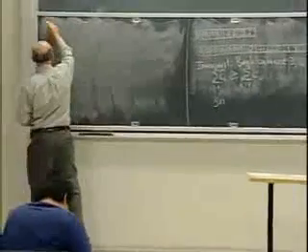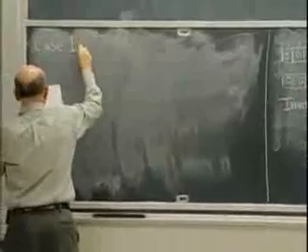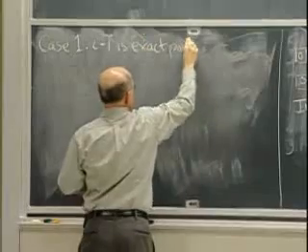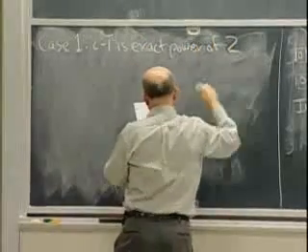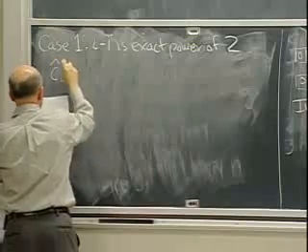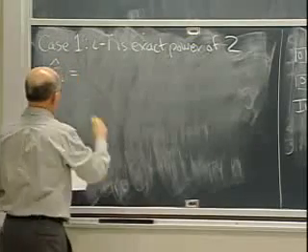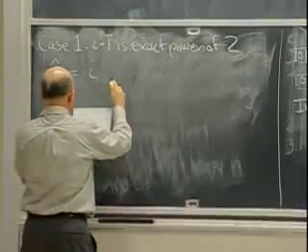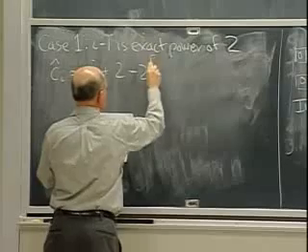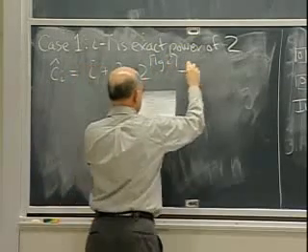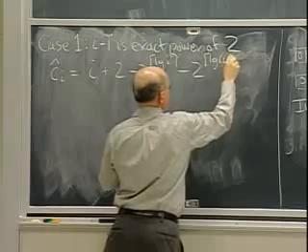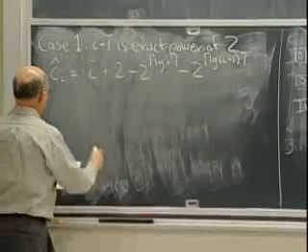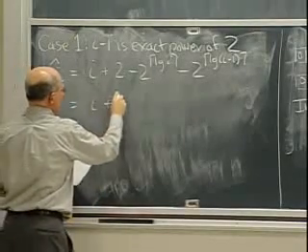Okay, so case 1, I minus 1 is an exact power of 2. So then C_i hat is equal to, well, C_i is now just i. That's that case. And then we have the rest there, plus 2 minus 2 to the ceiling of log i plus 2 to the ceiling of log of i minus 1. And that's equal to i plus 2.